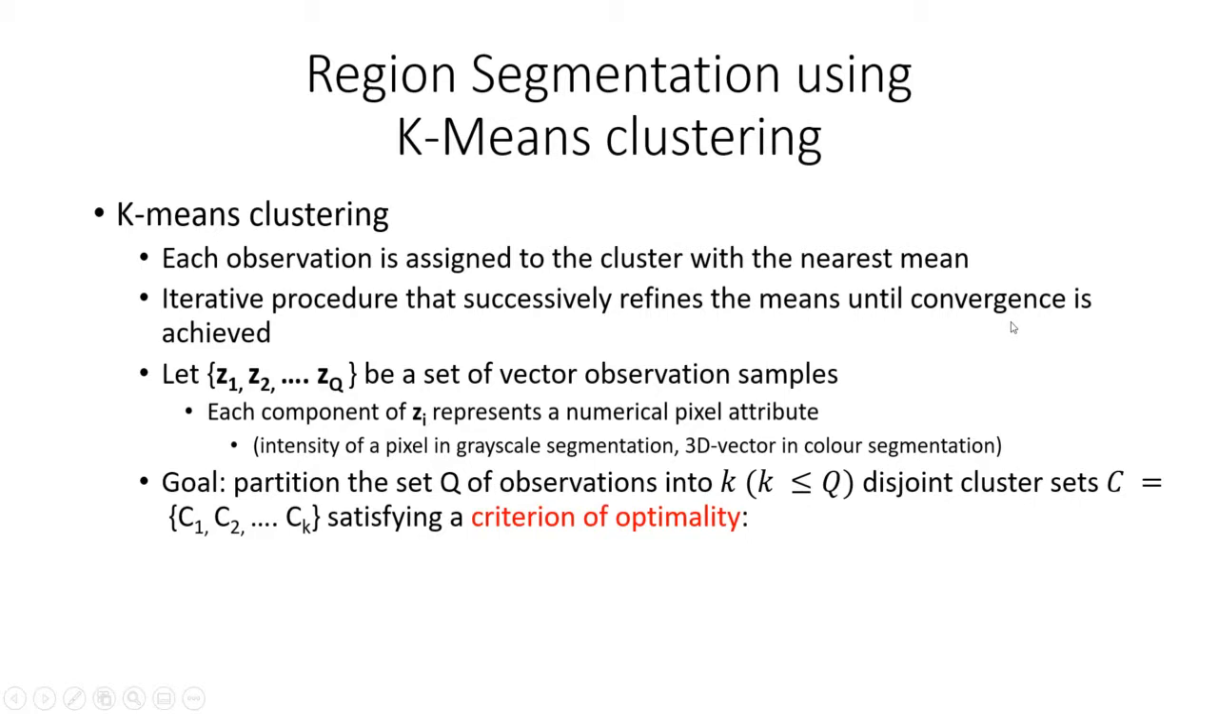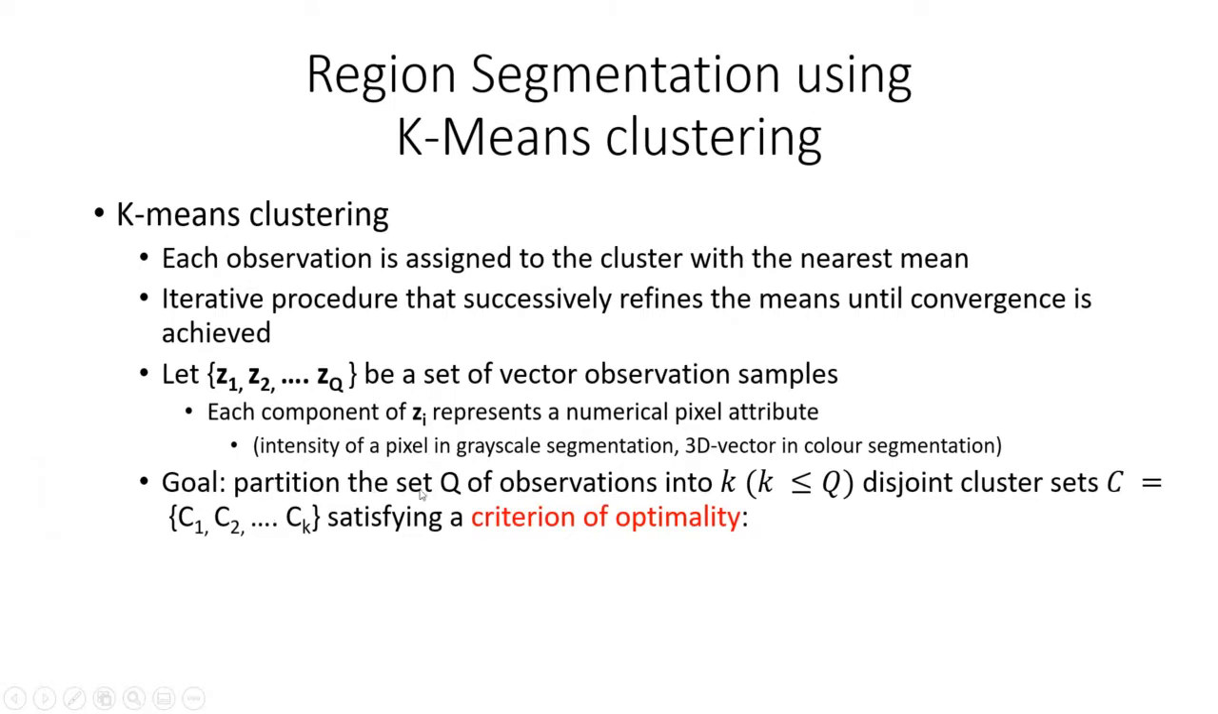optimal criterion. So let the set Z1, Z2 to ZQ be a set of vector observation samples. In our case, they are going to be pixels, but they could be any set of observations. Each component of Z represents a numerical pixel value in this case. It could be the pixel intensity in a grayscale segmentation, or the three-component vectors in color segmentation. K-means can be applied to grayscale and color space alike.